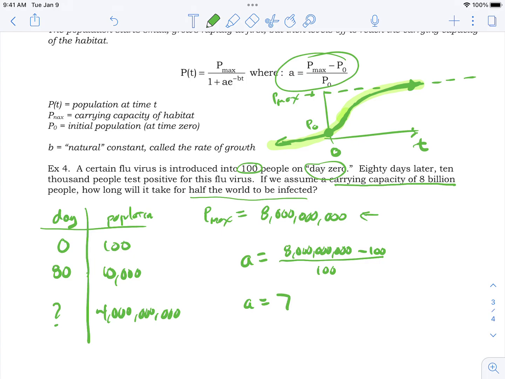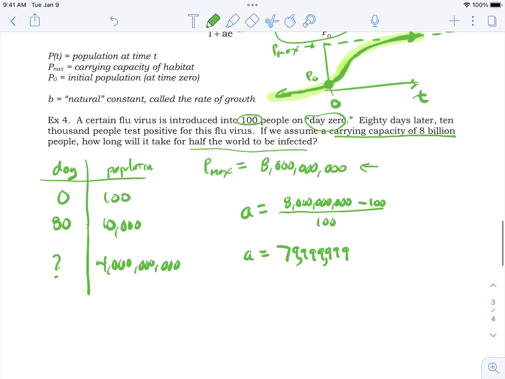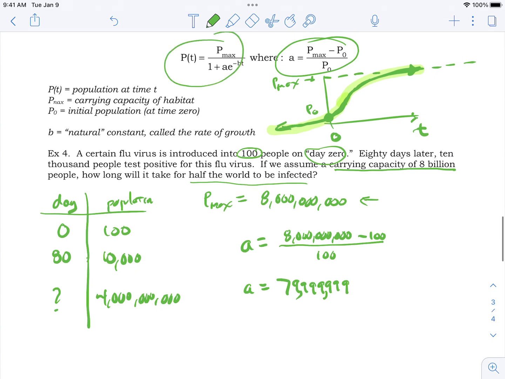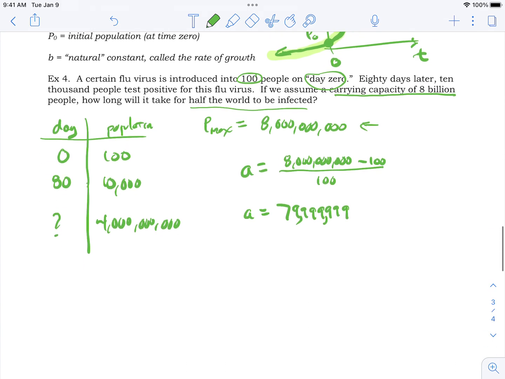with 7 nines after it. 1, 2, 3, 4, 5, 6, 7. Let me make sure I counted that right. 1, 2, 3, 4. Okay, a 7 with 7 nines after it. Huh. So if I put commas, it's going to be like this. So A is 79,999,999. Okay, that's interesting. Now we can write most of our formula.